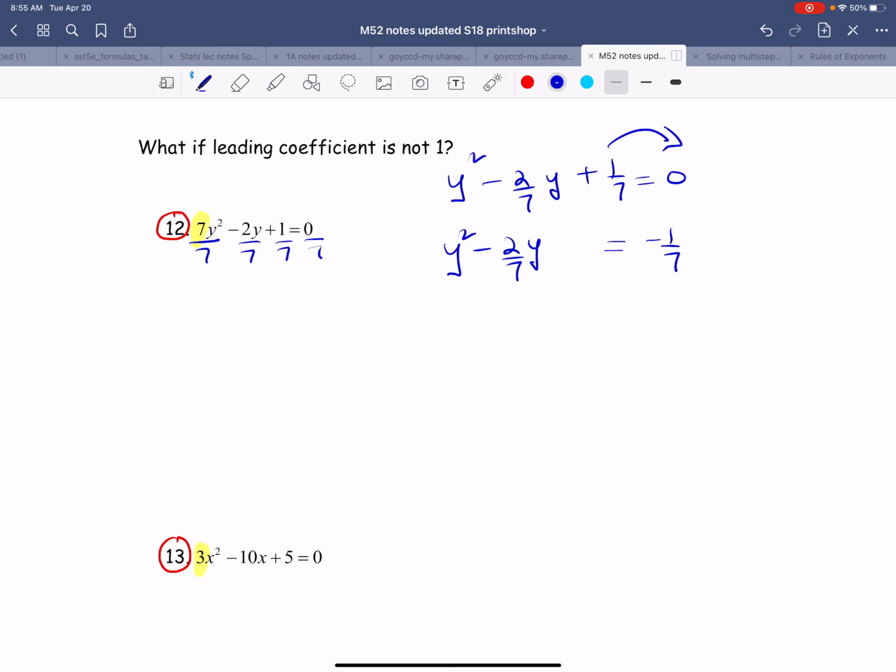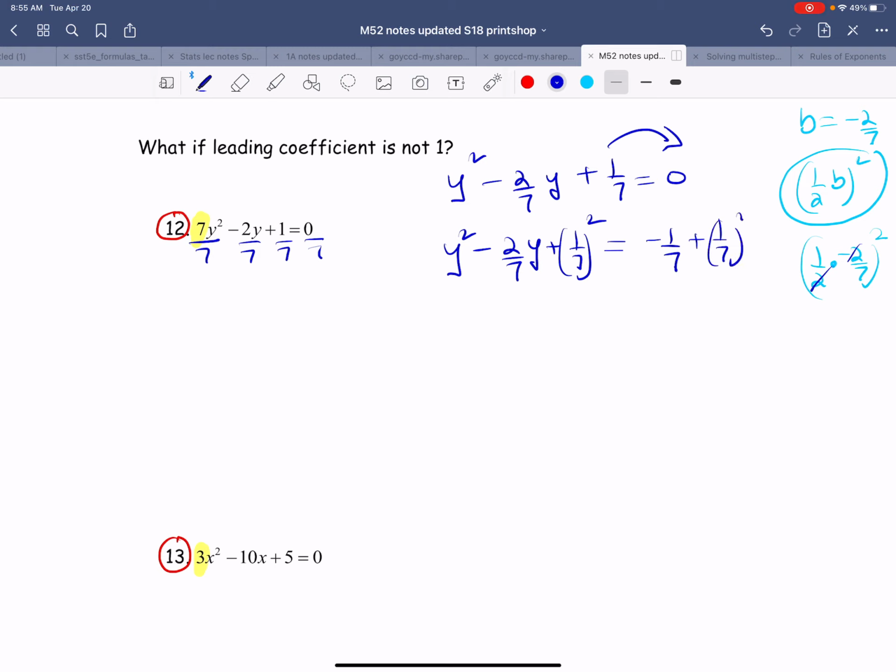Now we're going to cut our b in half and square it. My b here is negative 2/7. When I cut the b in half, this is a number I'm going to add to both sides. So 1/2 times negative 2/7, squared. I can cancel the 2 and 2, so it's negative 1/7 squared, which is just positive 1/7 squared, because a negative squared still becomes a positive number. When it's time to complete the square, bring a y in the parentheses, 1/7 in the parentheses, and the sign of the middle term, and square the entire parentheses.